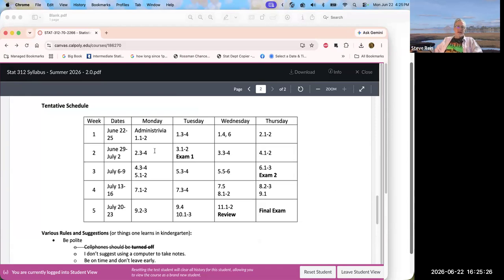An approximate or tentative schedule is today we're doing sort of this. And then we're going to do a little bit of work with how to display data.